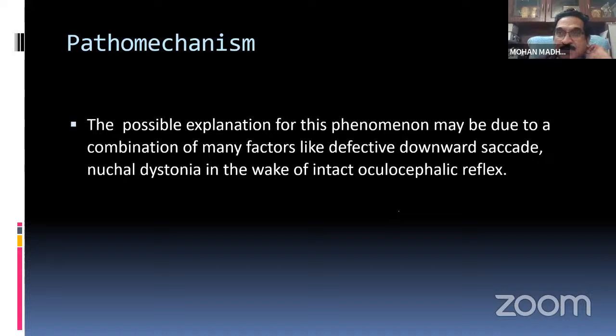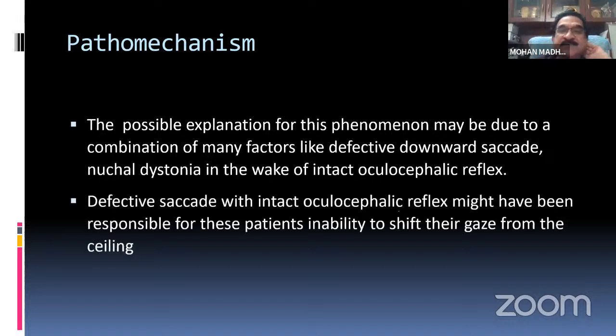And this is the pathophysiological mechanism which I thought: the aspiration phenomenon may be due to a combination of many factors, like defective downward saccade, nuchal dystonia in the wake of intact oculocephalic reflex. That is the point. His oculocephalic reflex is superb. That is why, even when trying to get up, the eyes can be shifted from the ceiling, contributed by his nuchal dystonia. That's why the eyes remain like that. That is my postulate. I don't know if it's correct or wrong.